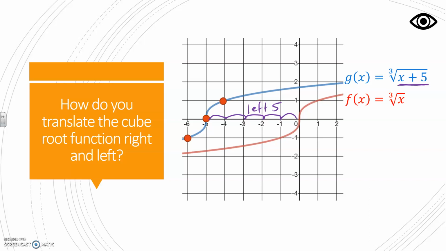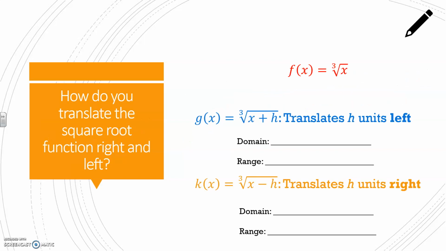Okay? Now if we look at this picture, again, we're going to answer domain and range. And again, the good news is that doesn't change. Whether you're shifting h units left with a plus underneath or shifting it right with a minus underneath, the domain and range are still all real numbers, negative infinity to infinity for everything. So shifting the cube root graph does not change the domain and range at all.